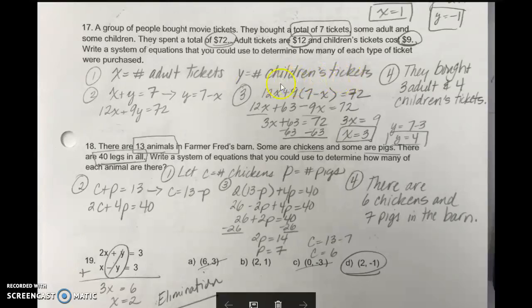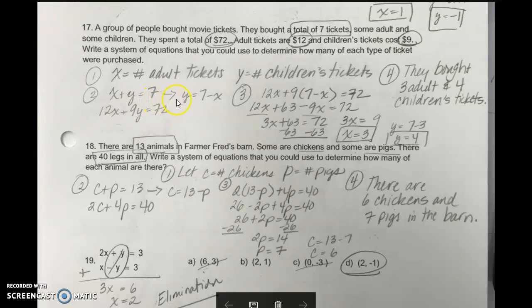The second thing I'm going to do is set up my 2 equations for my system, and you have to show both equations. So I have a total of 7 tickets, so that's why I'm using this first equation, x plus y equals 7. The second equation is my cost equation. So notice I'm using everything that has a dollar sign attached to it in my second equation. So it says adult tickets are $12, so that's this, and children's tickets are $9 for a total of $72. So that's how I came up with my second equation.